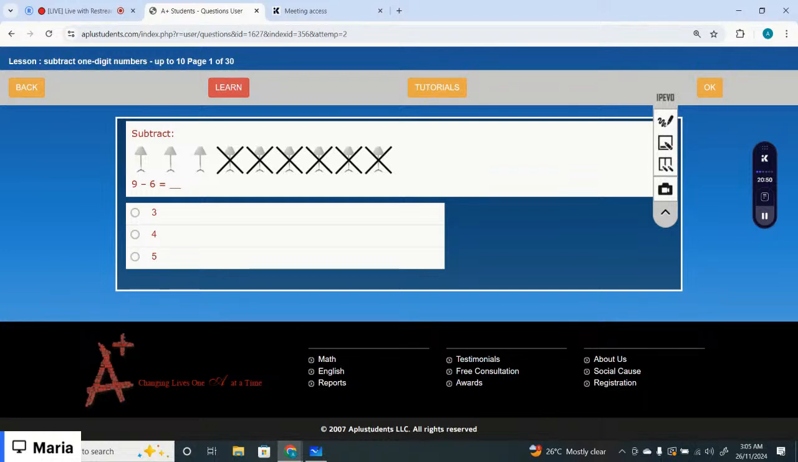9 take away 6. You are given 9 of the lamps. 6 of them are crossed out. You need to count the ones that are not crossed out. So how many of them are not crossed out? They are one, 2, 3. 3 of them are not crossed out. So 9 take away 6 is 3. The correct option is option number 1, that is 3. 9 take away 6 is 3.